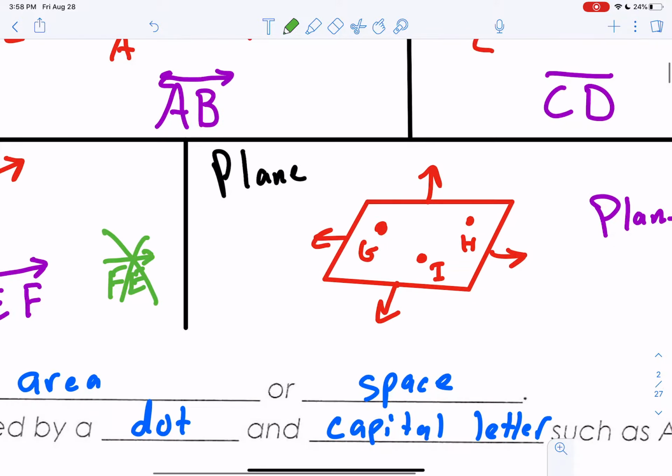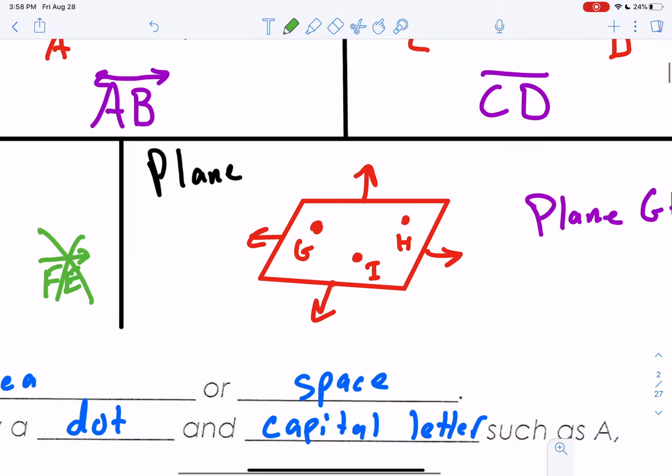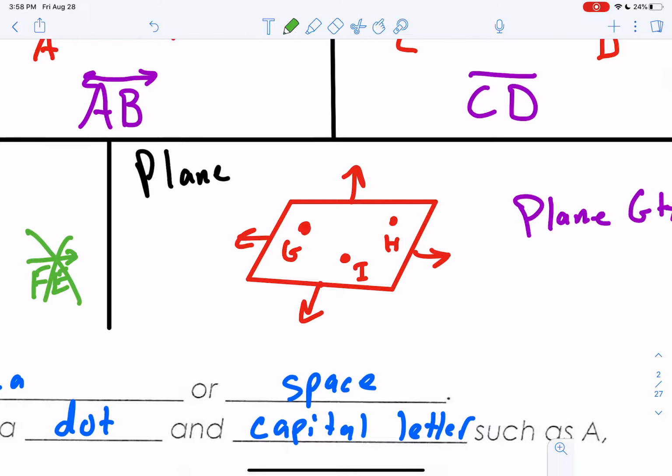All right, and our last vocab word here is going to be a plane. A plane is essentially just a two-dimensional figure that continues forever in every single direction. So again, just think of any sort of two-dimensional surface, like a piece of paper or a wall or a ceiling. But this is one that extends forever in every single direction.